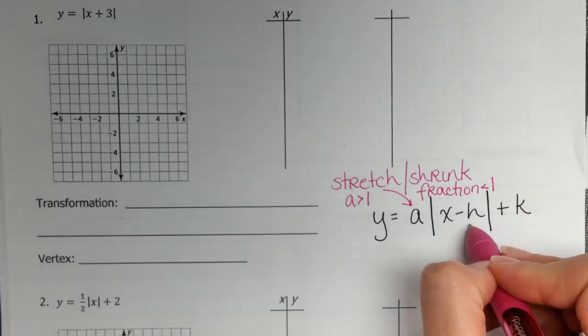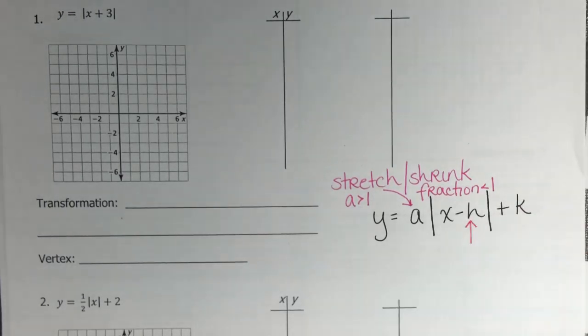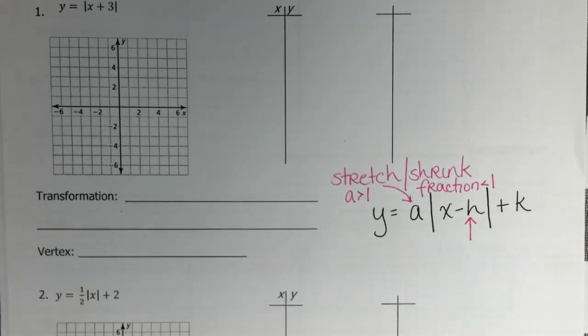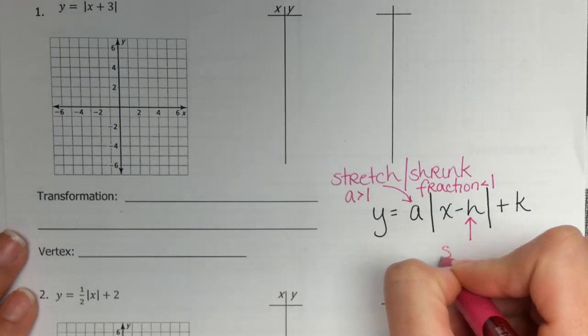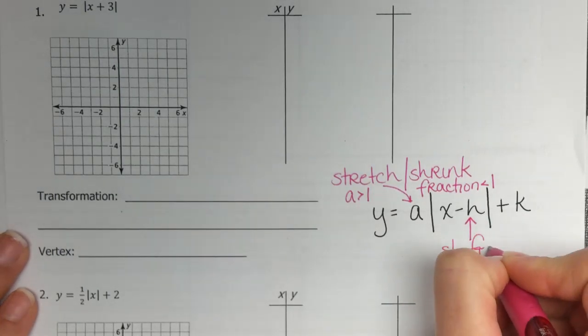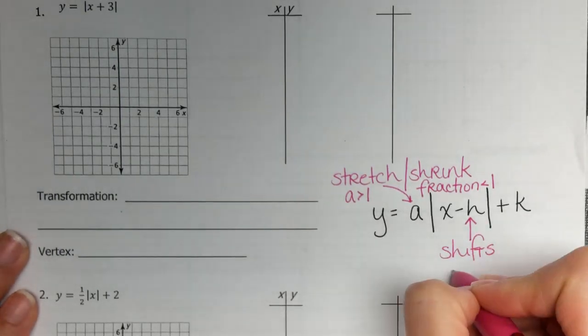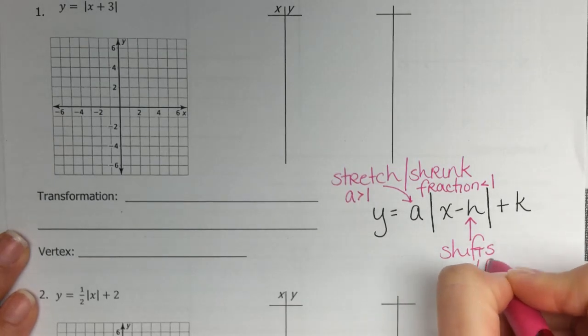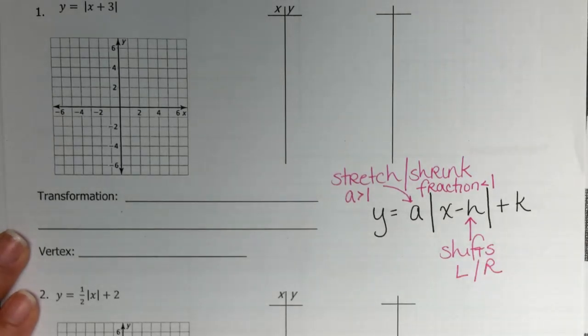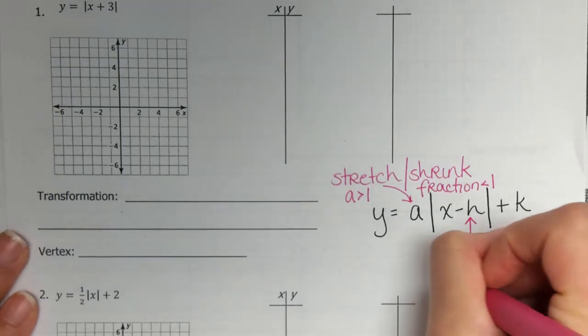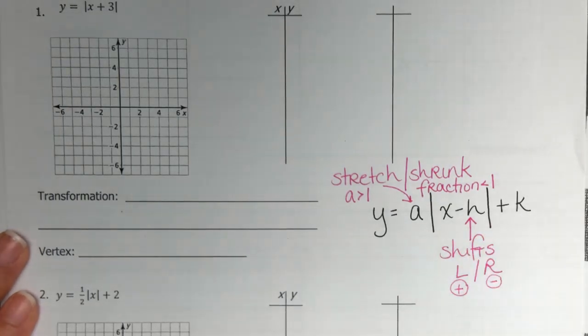Okay? This H, what do I know about that H? If it's inside my absolute value bars with my X, it affects the X. So it's going to shift it where? Left or right. I'm going to put an L and an R. And remember, it's the opposite. So left is really if it's a plus. Right is really if it's a minus. X is a liar.